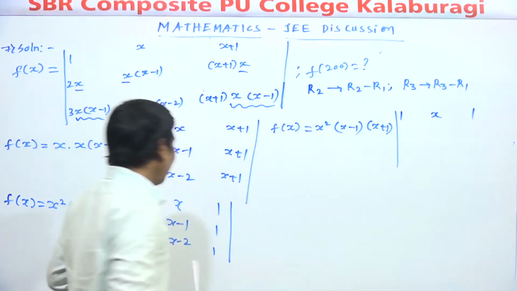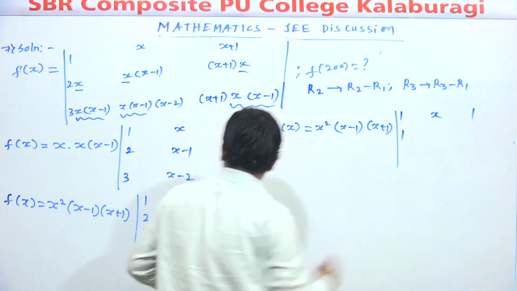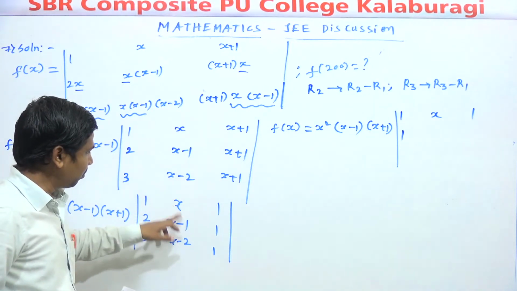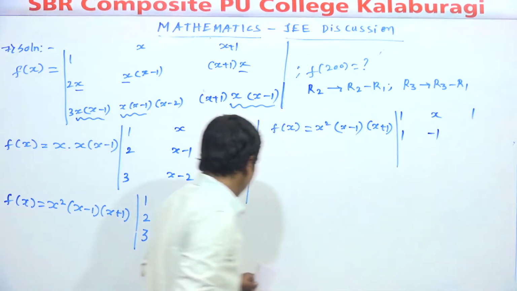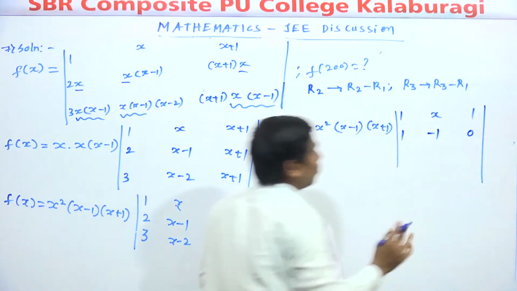So when I apply this for R2, 2 minus 1 is equal to 1. Right? x minus 1 minus x: x minus x cancels, minus 1 is left out. Here 1 minus 1 is 0. So this is how R2 changes.